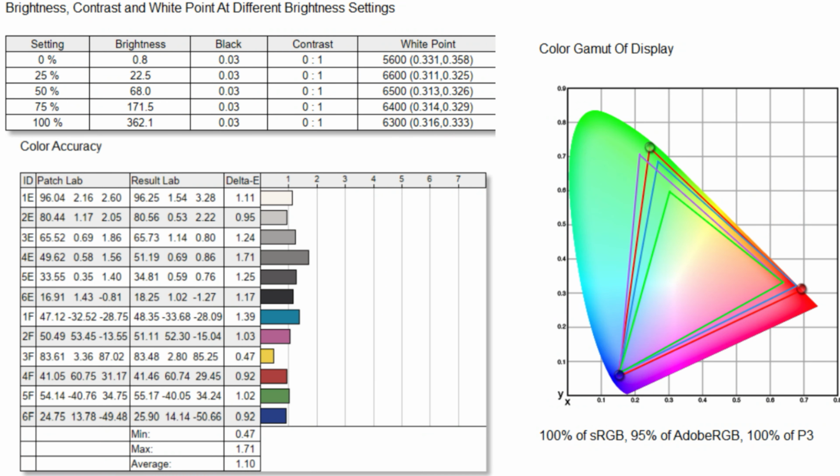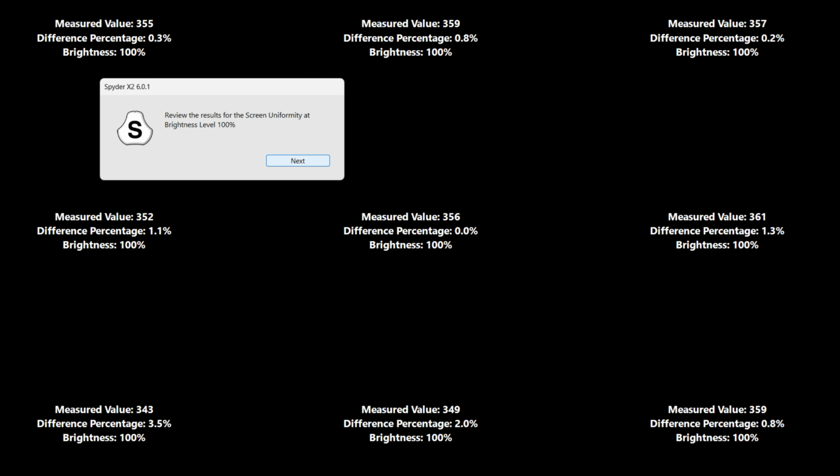And as usual, at 50% brightness, Lenovo bring the brightness down quite a bit. So we're looking at 68 nits at 50% brightness, and at 100%, 362 nits. So it's fairly reasonably bright at 100% brightness. And the distribution of the brightness is very good. We're looking at about 356 nits in the center, and something similar around the corners, dropping down to like 343 nits in the bottom left-hand corner.